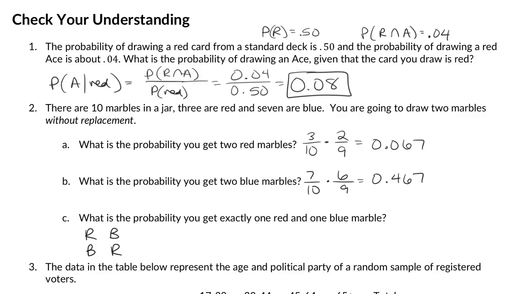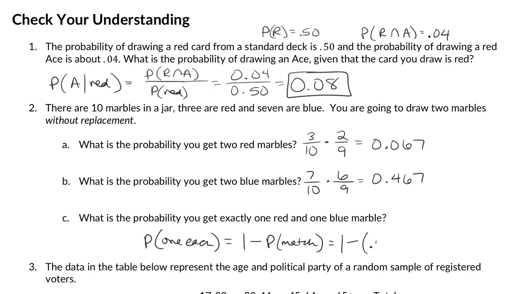complementary probability. The probability of me pulling 1 each is the opposite of pulling some that match. Because my options are either they match or they're opposites. So I can find through conditional probability, this probability that I pull a red blue or blue red by doing 1 minus the combination of the probabilities we already found. So if I do this, I already found the matching probabilities. It's 0.067 and 0.467. And if I calculate 1 minus those combined probabilities, I end up with 0.466.